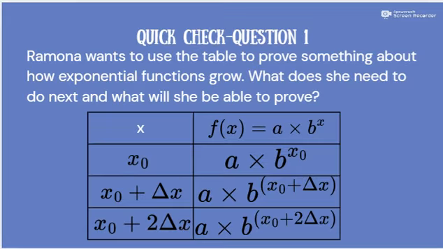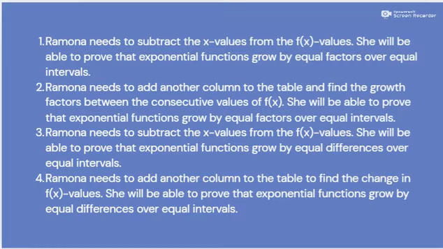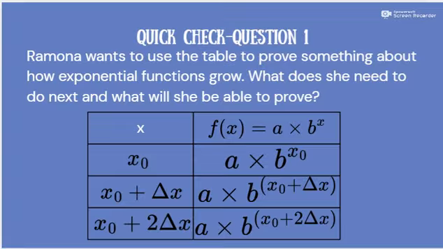Here's quick check question number 1 at the end of your lesson. It says Ramona wants to use the table to prove something about how exponential functions grow. What does she need to do next, and what will she be able to prove? Here's our table. We need to look at that, figure out what she needs to do next, and then what she'll be able to prove. And here are your options. The next thing she needs to do is subtract the x values from the f of x values.